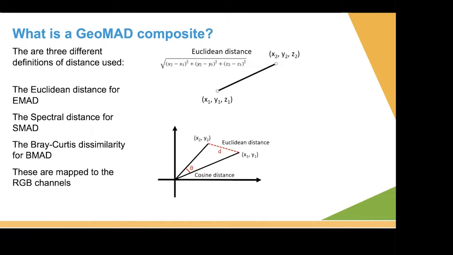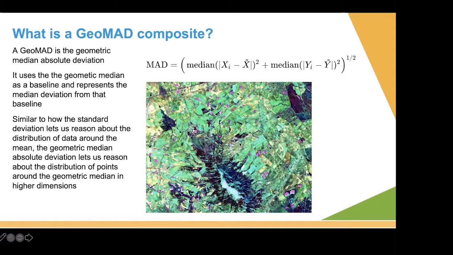We can use the Euclidean distance, which is shortened to EMAD, the spectral distance, which is shortened to SMAD, and then the Bray-Curtis dissimilarity, which is basically the difference over the sum of the spectrum. And so we can generate some really interesting images if we map those to RGB. So the Geomad uses the geometric median, but it's actually representing the distribution of the observations around the geometric median instead of the geometric median itself.